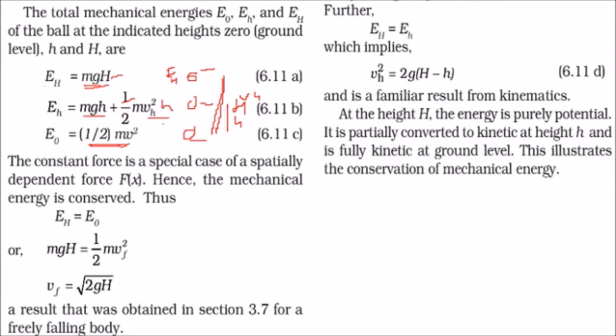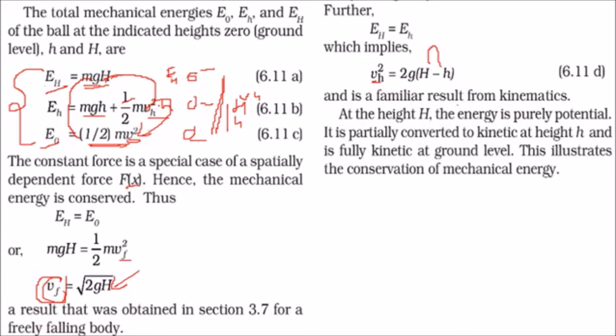So the force is spatially dependent, meaning distance wise, on the force F(x). So the total mechanical energy is conserved. These two energies are equal, so you can equate mgH with half m v squared. This gives you the final velocity v_f equals under root 2gH, and this we have already seen. And you can take these two also. With this you can find the velocity v_h squared, or you can put v_f here, so that you get v_h squared is equal to 2g(H minus h).